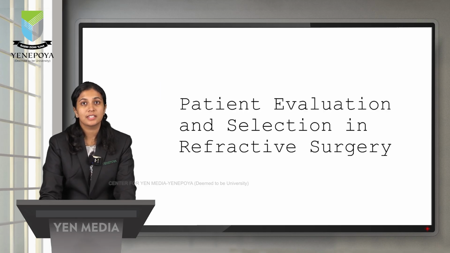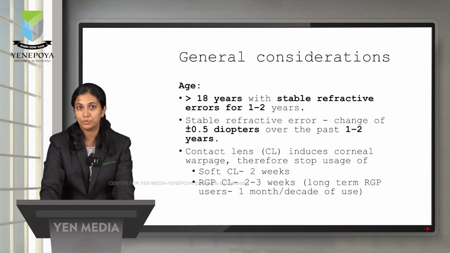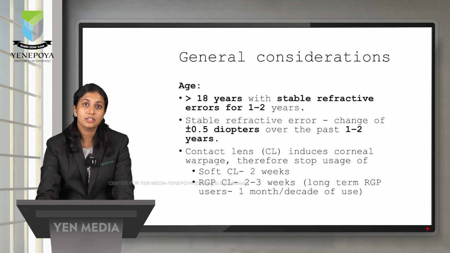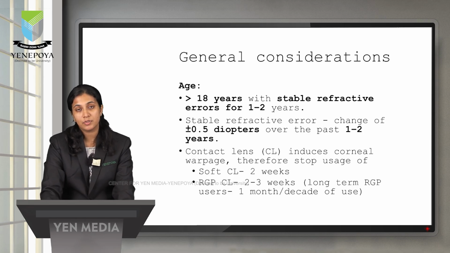Coming to patient evaluation and selection in refractive surgery. Now a patient that we select should be more than 18 years of age, should have a stable refractive error for 1 to 2 years. By stable refractive error, I mean that the change in the refractive error should not be more than half a diopter for 1 to 2 years. Now if a patient is a contact lens wearer, they have to stop contact lens wearing because they have a chance of developing corneal warpage. So if patient uses soft contact lenses, they have to stop using it for 2 weeks, and for rigid and hard contact lenses, they have to stop for a longer period.